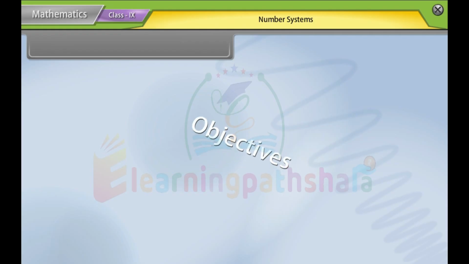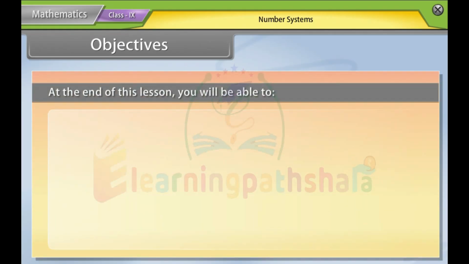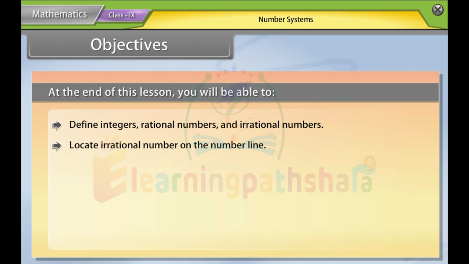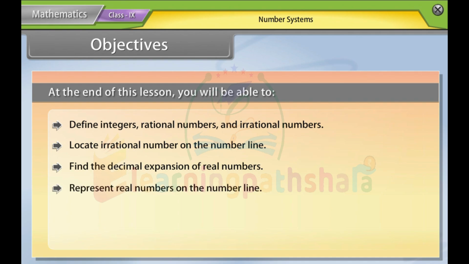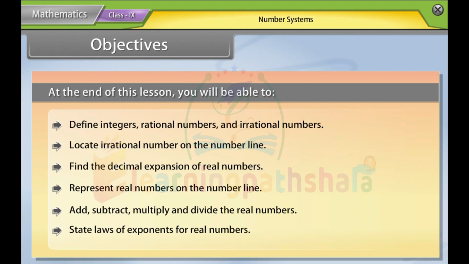At the end of this lesson, you will be able to define integers, rational numbers, and irrational numbers. Locate irrational numbers on the number line. Find the decimal expansion of real numbers. Represent real numbers on the number line. Add, subtract, multiply, and divide the real numbers, and state laws of exponents for real numbers.